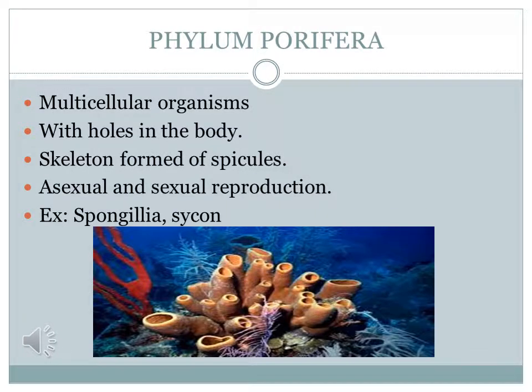The next phylum is Porifera. Porifera means organisms with holes. They are commonly known as sponges. It is a multicellular organism with a hard outer skeleton. Pores on the body create a canal system which helps in the circulation of substances. The skeleton is formed of spicules. Reproduction is both asexual and sexual. Examples of Porifera are Spongilla and Sycon.